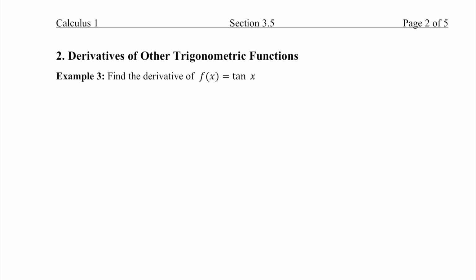Example 3. Let's find the derivative of f of x equals tangent x. First, remember that tangent can be written as a ratio of sine and cosine. So we rewrite it as tangent x equals sine x over cosine x. Now the function f of x is a quotient. We can apply the quotient rule.